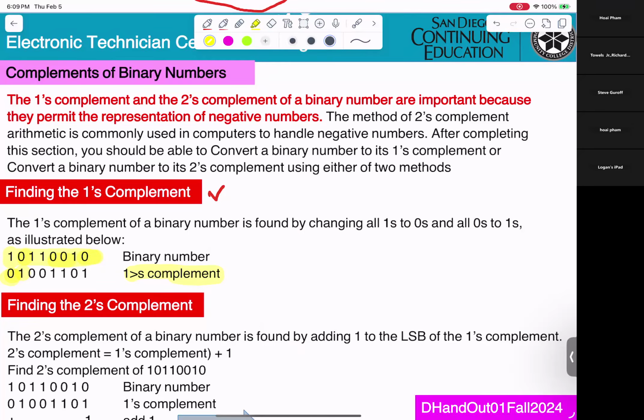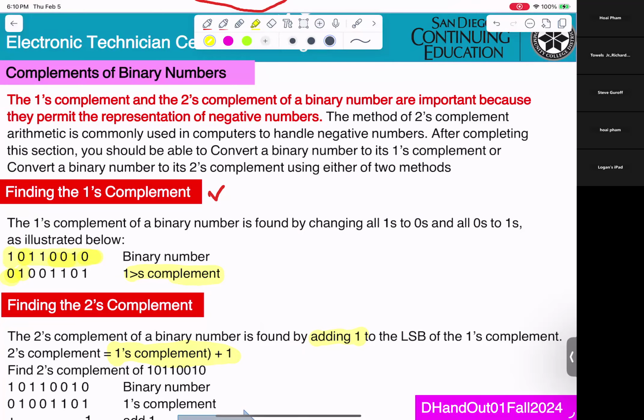Okay? And then next one, second complement. The second complement of a binary number is found by adding 1 to the least significant bit of the one complement. Okay? For two complement, one complement plus 1. That means if you want the second complement, you get the one complement first, then you add 1. You get the second complement.